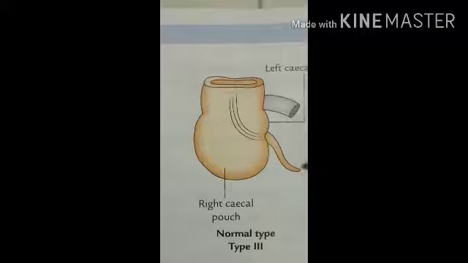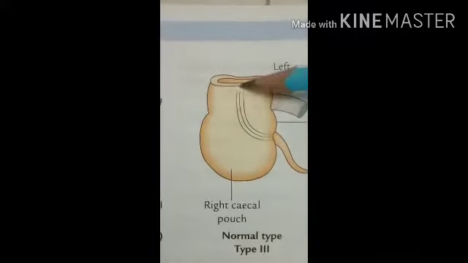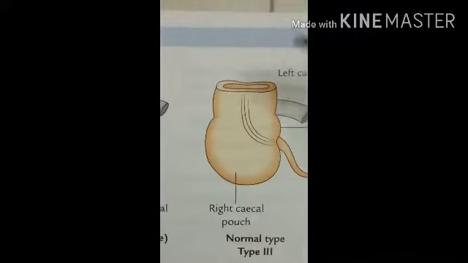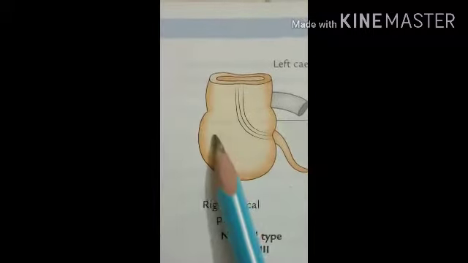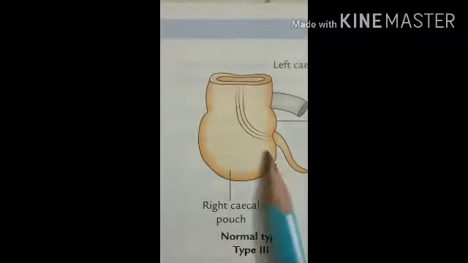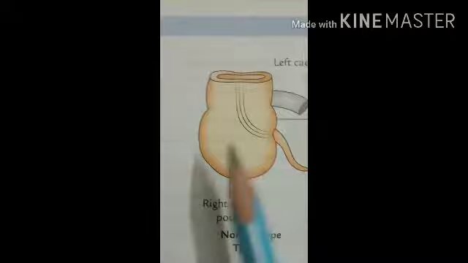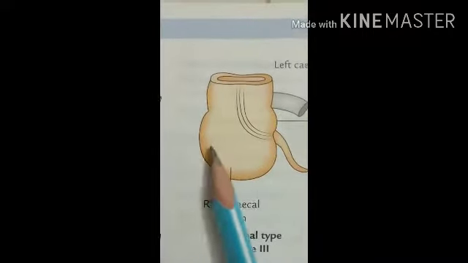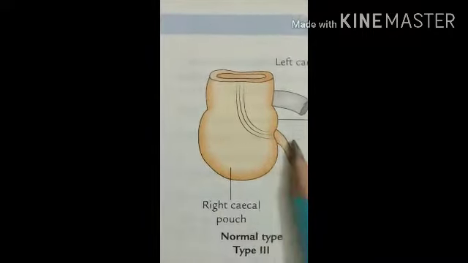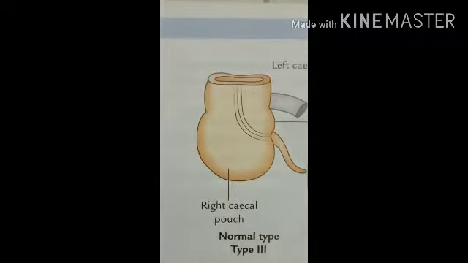So here, this one. The length of the cecum is 6 centimeters, and the breadth is 7.5 centimeters. This is one of the organs which has a greater width than length, and the second organ is the prostate.